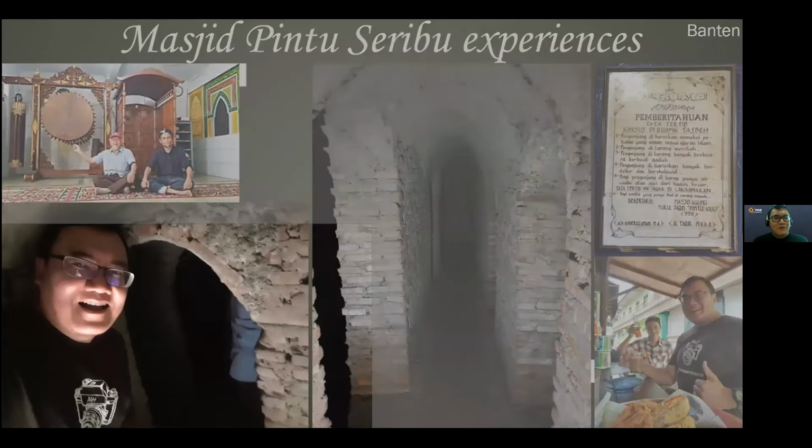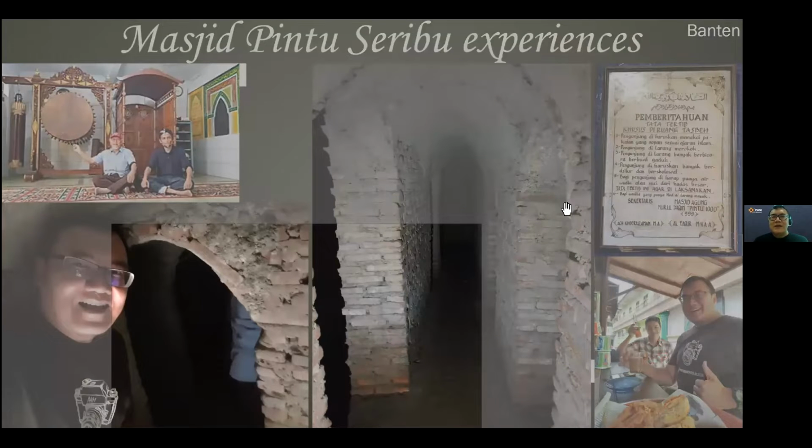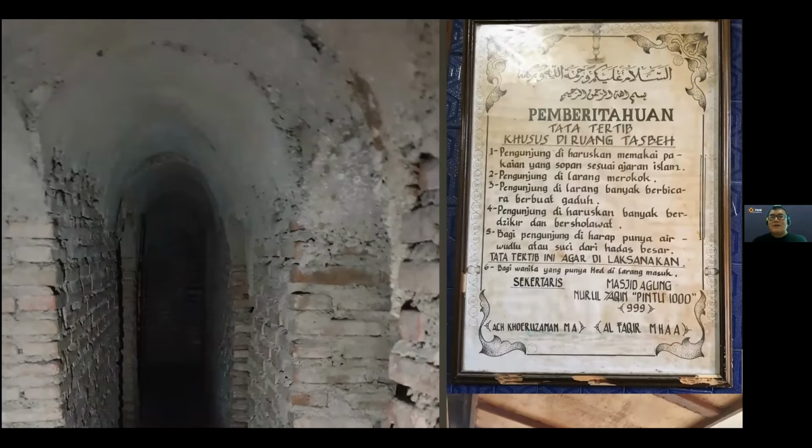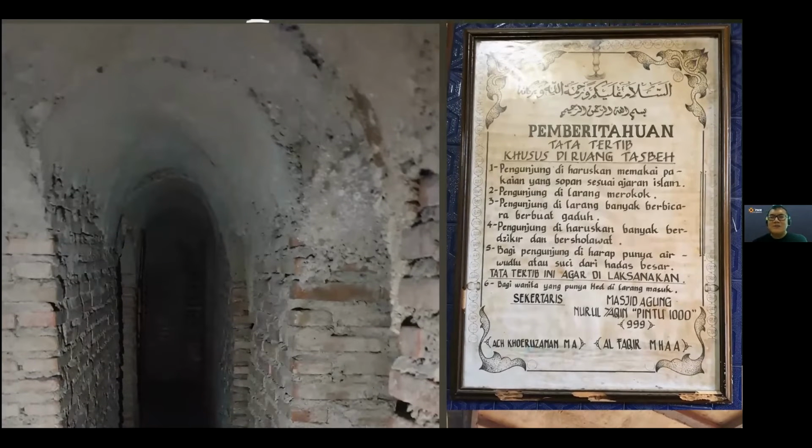Let me see if I can enlarge. Okay, yes. Now this gives us a little bit of information on the mosque itself. The official name of the mosque, as you can see below there, is Masjid Agung Nurul Yakin Pintu Seribu, in brackets 999. So it really has 999 doors, at least that's what they tell us. And there's a reason why they didn't make it exactly 1,000, some sort of mystical reason known only to themselves. But I like to read the pemberitahuan.